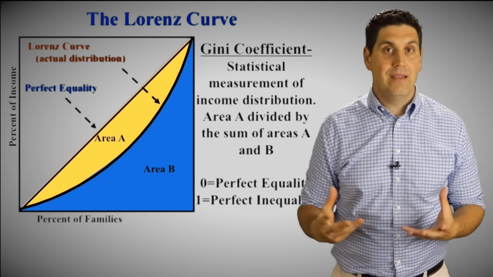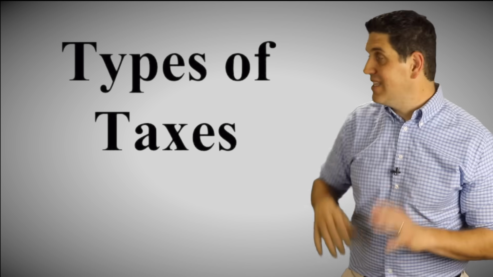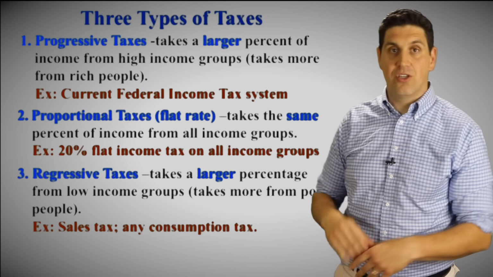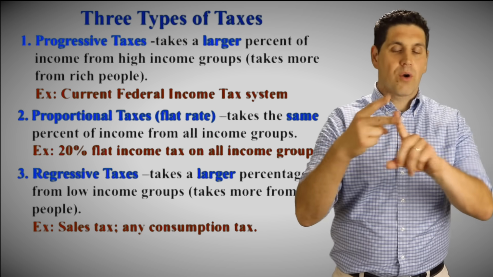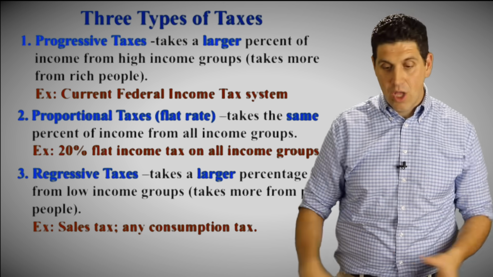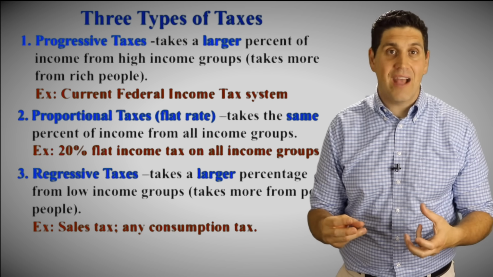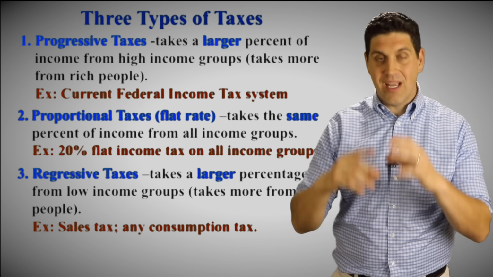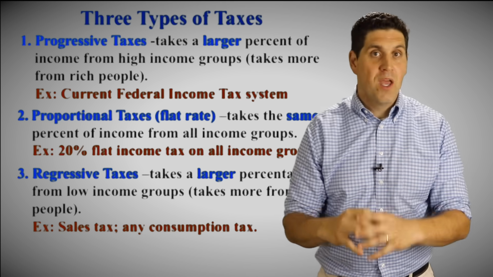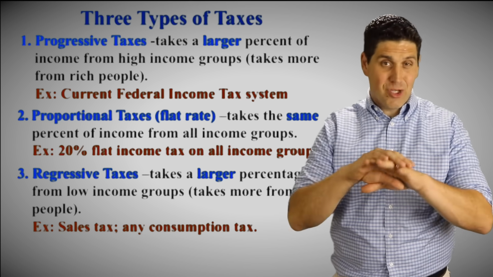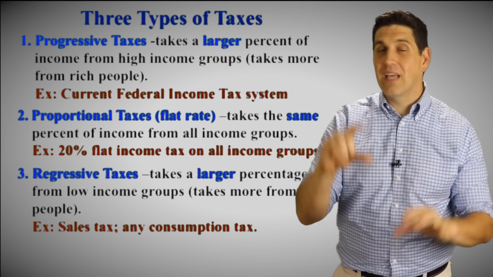You can also learn about the Gini coefficient and actually calculate the area of A relative to the area of A and B combined. The last thing you learn here is the idea of types of taxes. There's three different types: progressive, regressive, proportional. Now, a $2 tax on all consumers is actually a regressive tax because $2 is a larger percent of income for poor people. So even though everyone's paying the same dollar amount, they're paying different percents of their income.